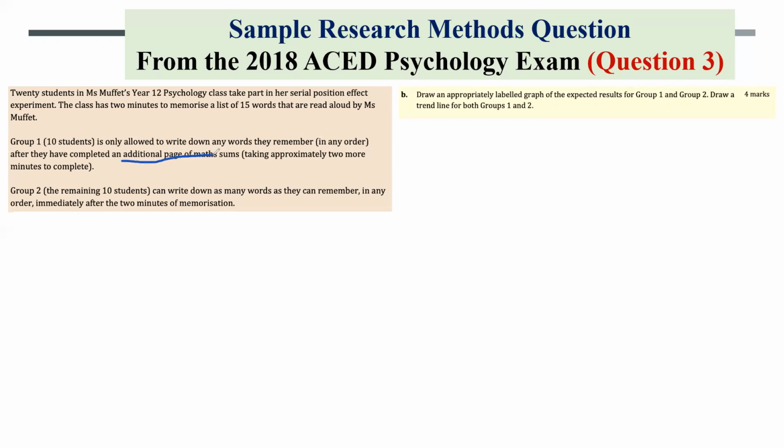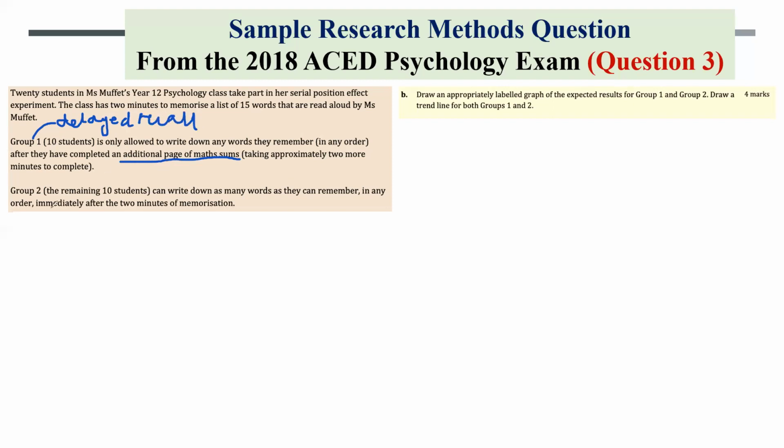In our experiment, if you remember the one that we did in class, our delay task was actually writing the alphabet backwards for 30 seconds. So either way, both of these tasks take more time than the duration of short-term memory. Okay, so that's group 1. And group 1, we can annotate that they are the delayed recall group. They are only allowed to recall the words after a delay.